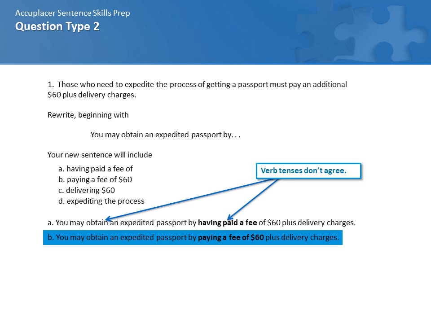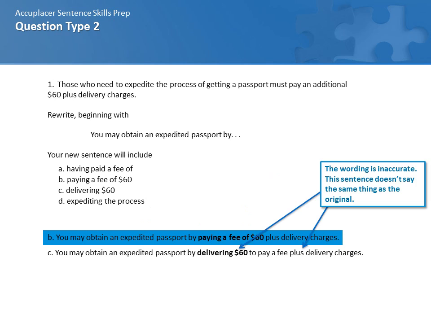A is problematic because the resulting sentence would have a verb tense shift. The two verbs wouldn't match up. You may obtain an expedited passport by having paid a fee of $60 plus delivery charges. In that case, we have verbs in 2 different tenses, and that's why that option isn't correct.